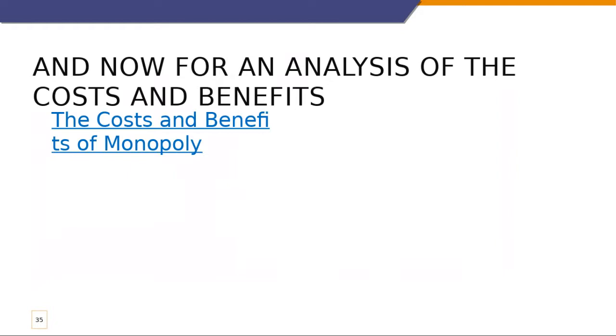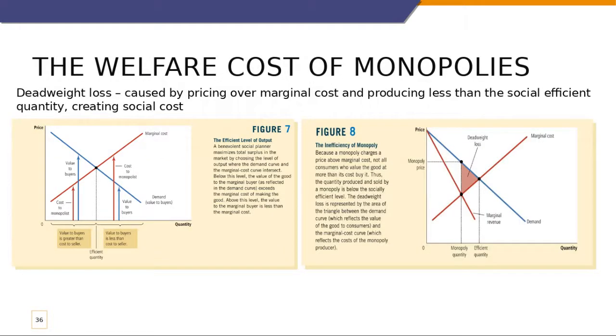And now for an analysis of the costs and benefits of monopoly, you can check this out by going to Marginal Revolution University. They have a fantastic video analyzing the costs and benefits of monopolies. But ultimately, we can simplify this to a simpler discussion here of the fact that there are welfare costs created by monopolies. Basically, monopolies create deadweight loss because they price over marginal costs and produce less than a socially efficient quantity, which creates a social cost.